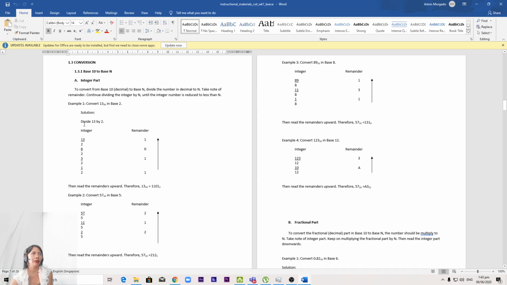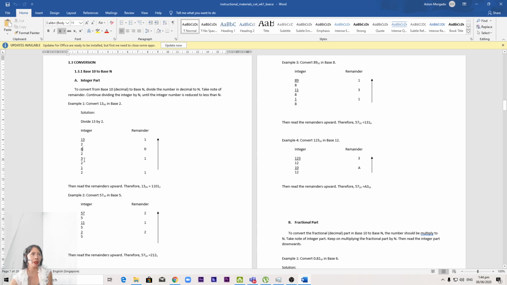So the decimal 13 to base 2, you have to divide it by the base number you wanted to convert to. So this time you wanted to convert to base 2, so your divisor would become 2. So 13 divided by 2, you have to take note of the remainder. 13 divided by 2 is 6, but it has remainder 1. So you have to write the remainder 1 here. And then continue. 6 divided by 2 is 3 with remainder 0.